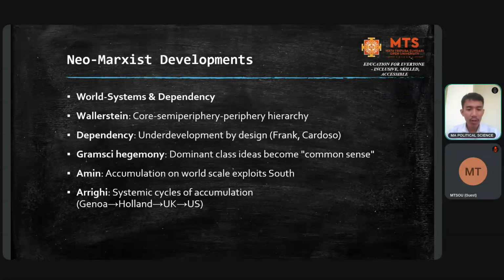I mean, accumulation on a world scale exploits the South. Again, the rich countries, Europe and America, try to exploit the poor countries through business or other means. Arrighi's system cycles of accumulation: Genoa, Holland, UK, US. So this is the structure: US first, UK second, Holland third, and Genoa fourth. This is the structure of rich, poor, poor, poor.